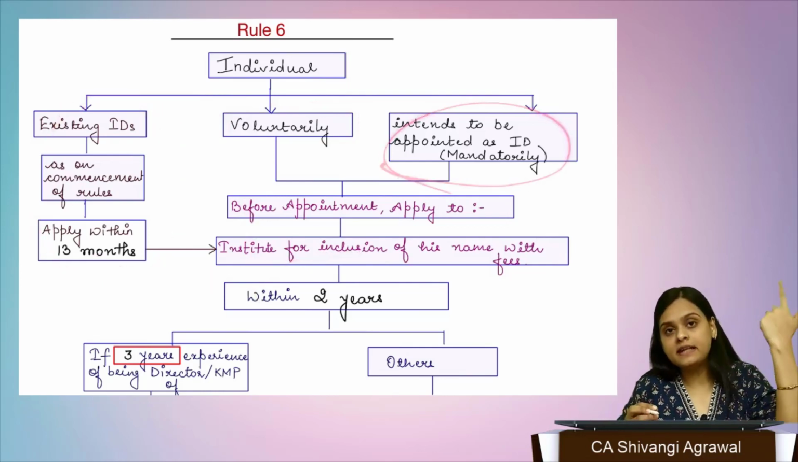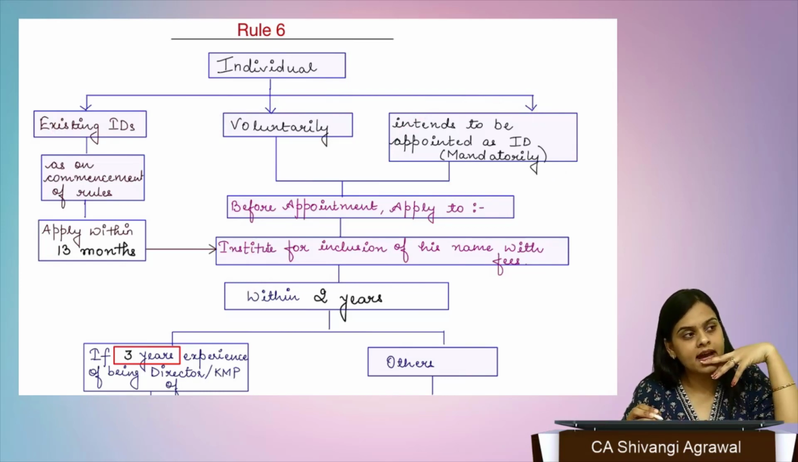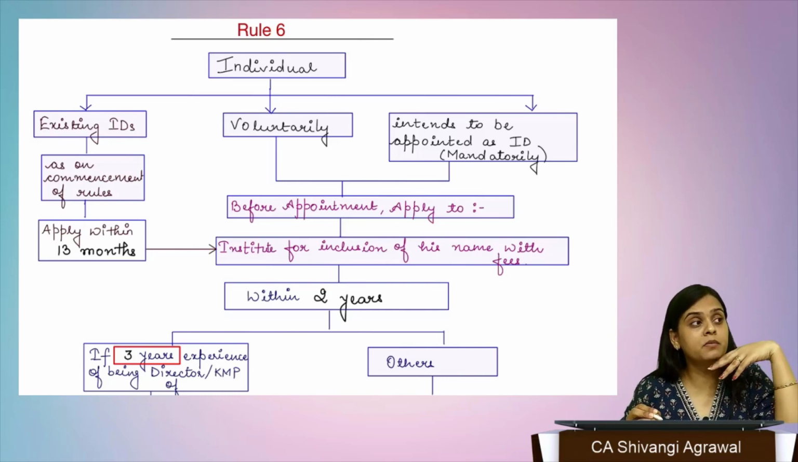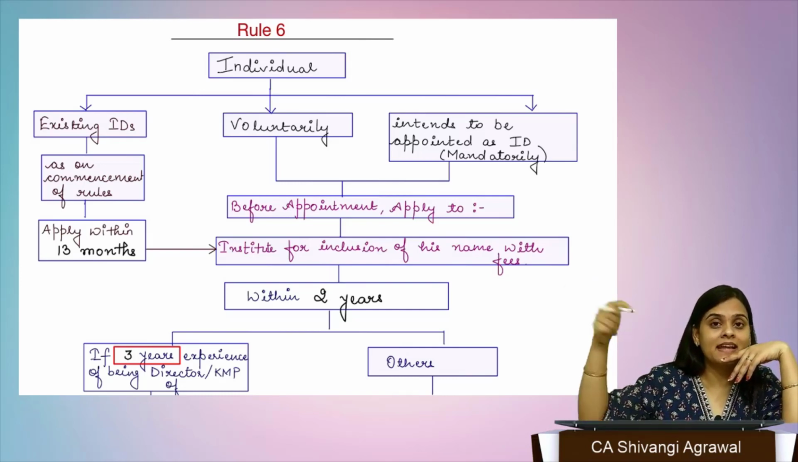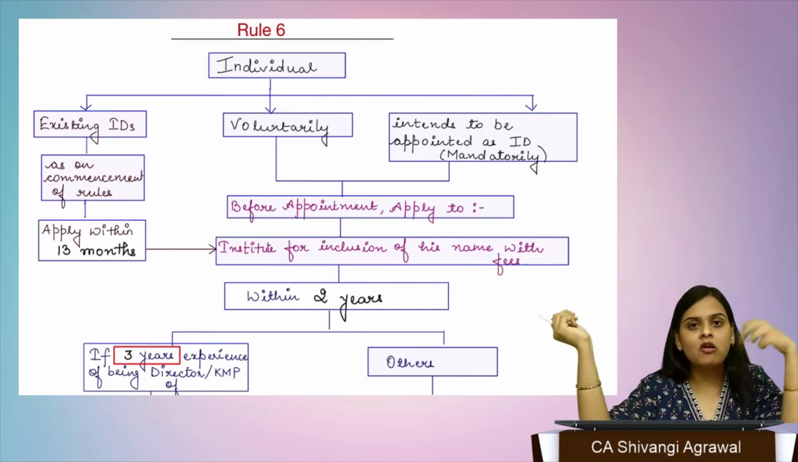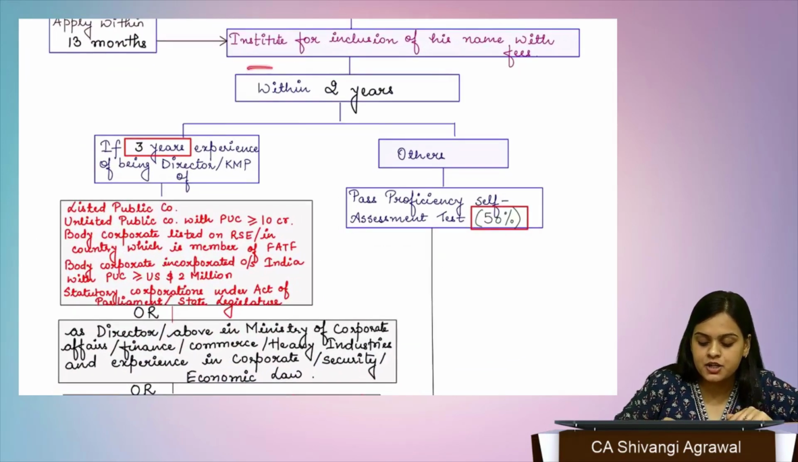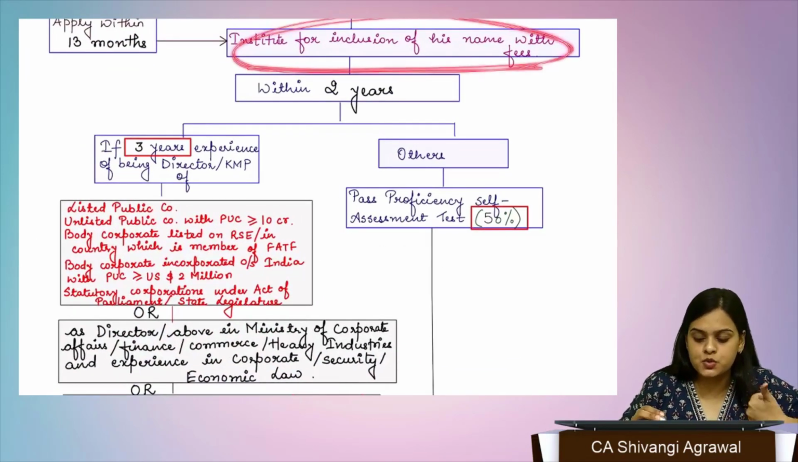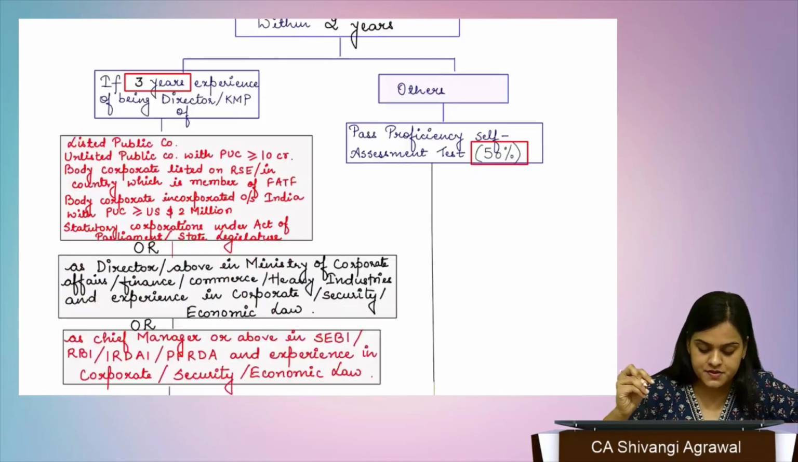If some company has approached me, ma'am, will you be my independent director, and I said yes, I want to be and I'm ready to be, the point is that I need to include my name in that list. Otherwise, it will be non-compliance, right? So we apply to the institute for inclusion of our name with fees. Which institute? IICA, Indian Institute of Corporate Affairs.